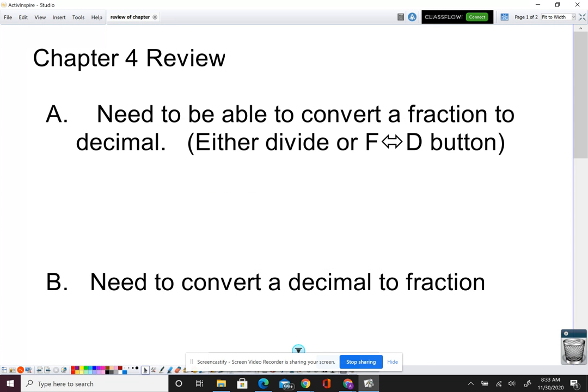Okay, so you need to be able to convert a fraction to a decimal. When we're looking at this, we're talking about converting something like 3/8. There are 2 ways you can do it. You can either divide it and put it in your calculator, 3 divided by 8, and if it gives you a fraction still, then you have to do it the second way. Most of the time it will give you a decimal.